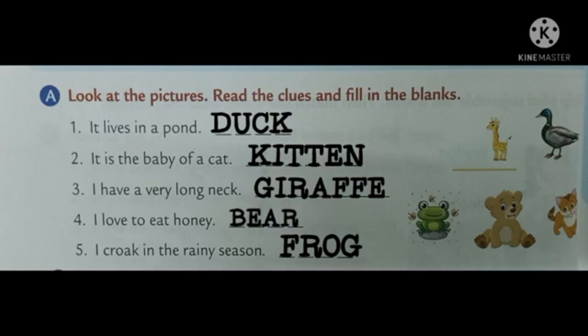So the first one, it lives in a pond. The answer is duck. Second one, it is the baby of a cat. The answer is kitten. Third one, I have a very long neck. The answer is giraffe. Fourth one, I love to eat honey. The answer is bear. Fifth one, I croak in the rainy season. And the answer is frog.